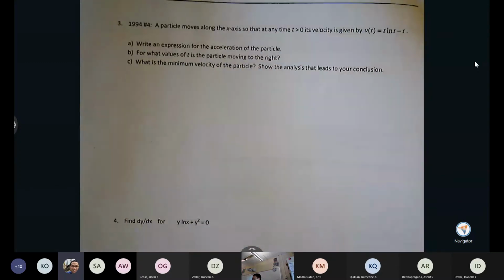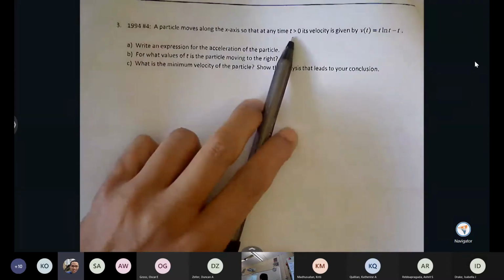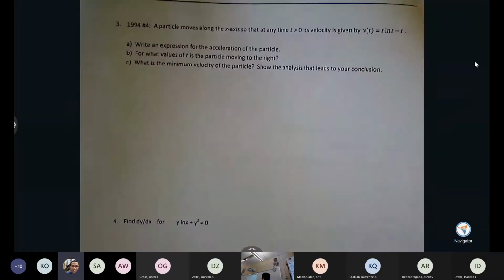Okay, so the problem says along the x-axis. So think about a particle moving along the x-axis, right? There's only 3 things it can do. It can either remain motionless, move to the right, or move to the left. At any time t greater than 0, its velocity is given by v of t.